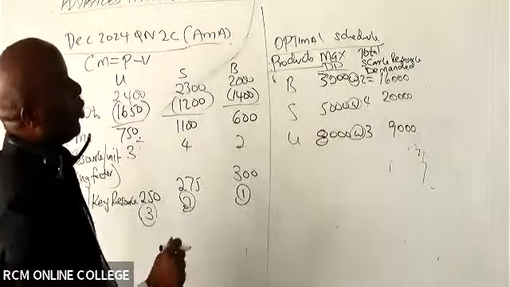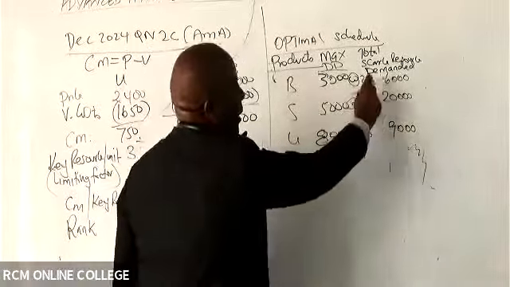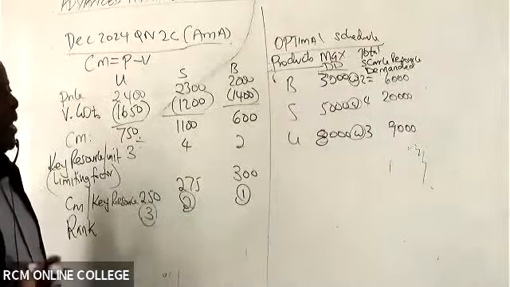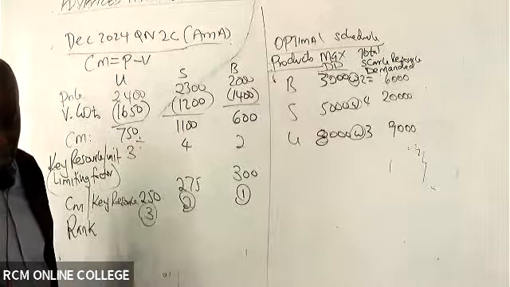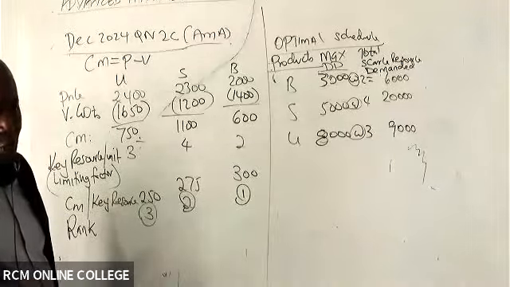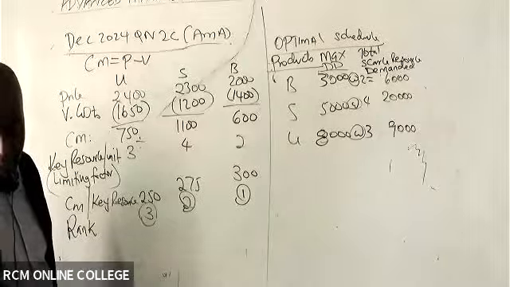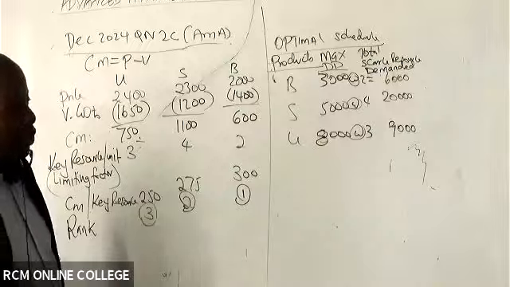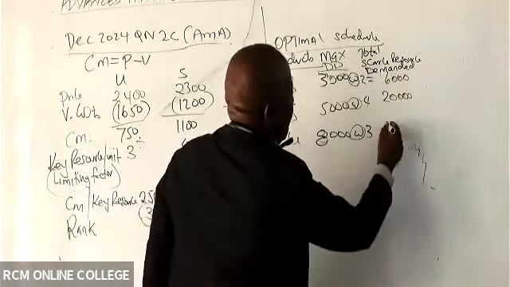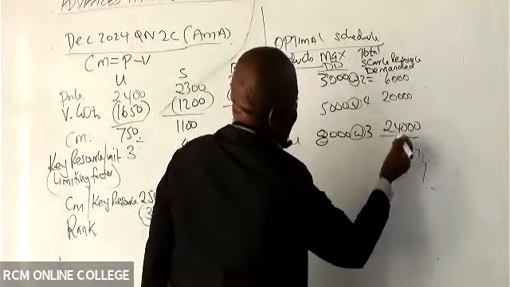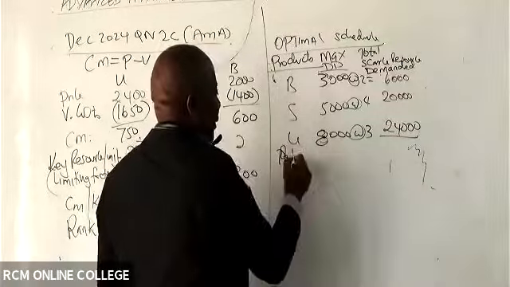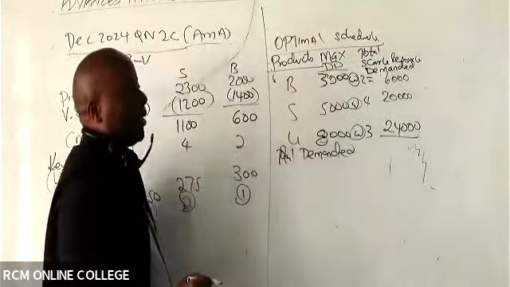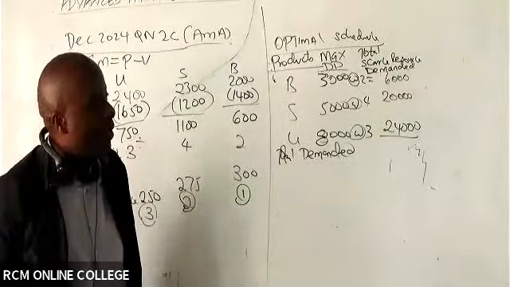So 3,000 times 2 is 6,000. 5,000 times 4 is 20,000. And then we have 8,000 times 3, which gives 24,000. Then you add up everything to give us the total demanded. So 24,000 plus 20,000 plus 6,000.